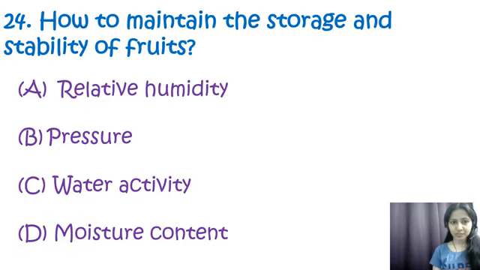So question number 24. How to maintain the storage and stability of the fruits? So options are relative humidity, pressure, water activity, and moisture content. So over here the most appropriate answer is A, that is relative humidity.